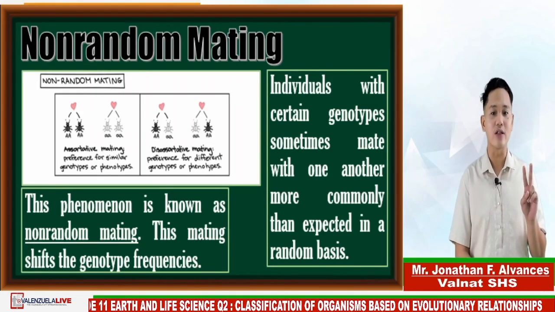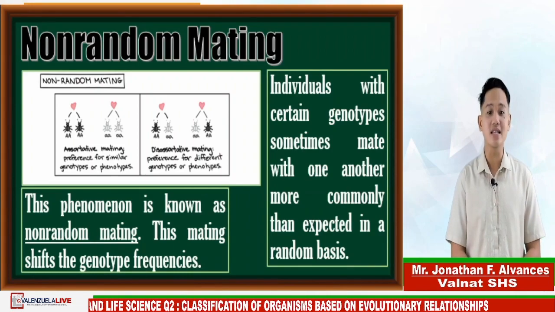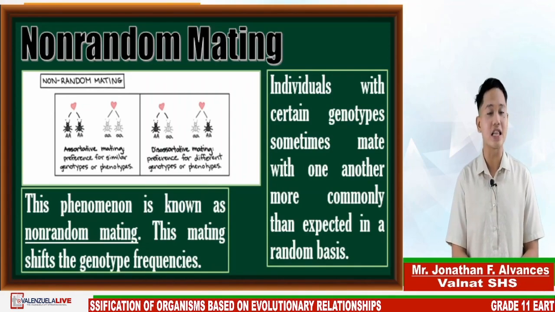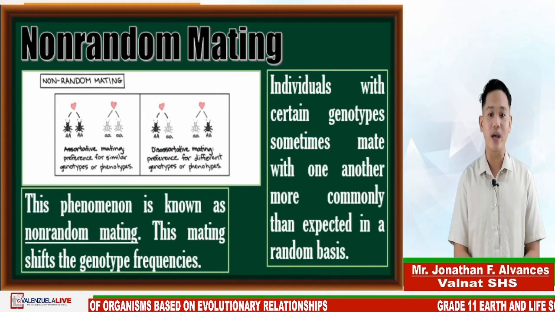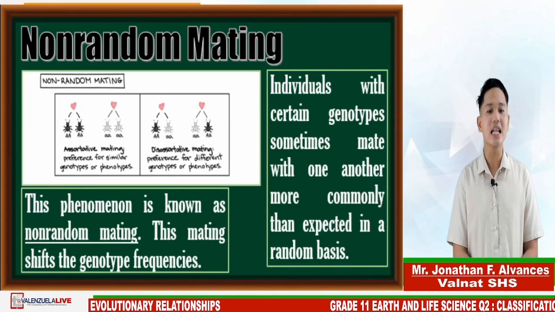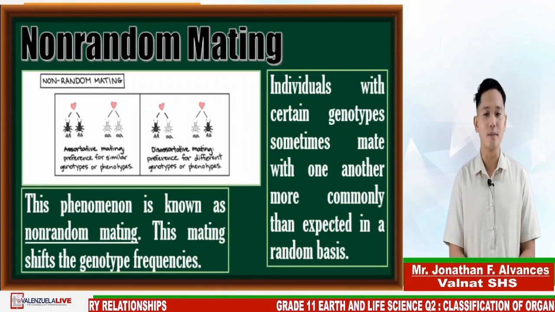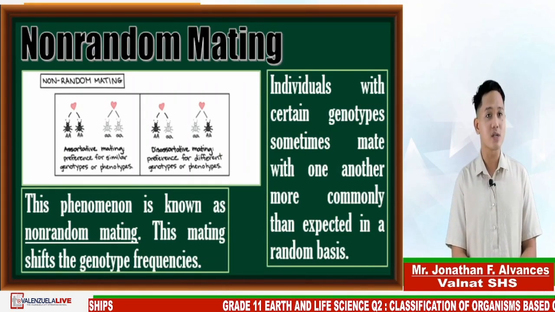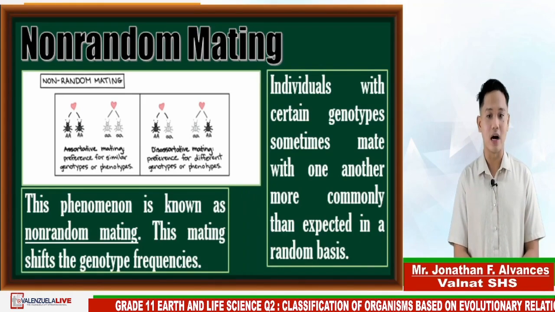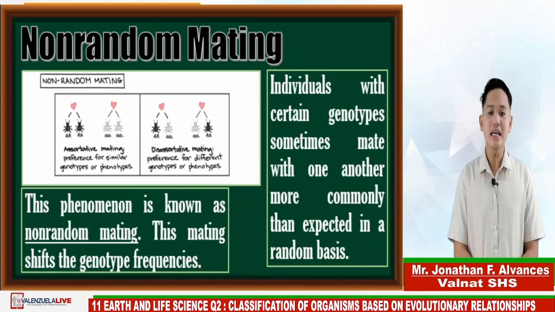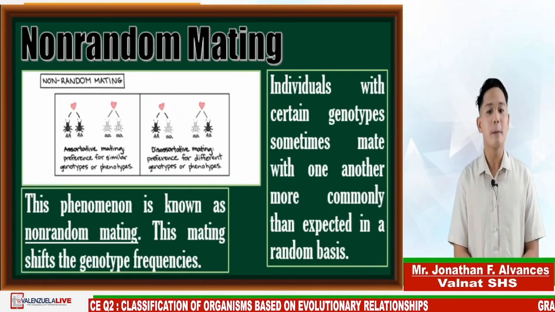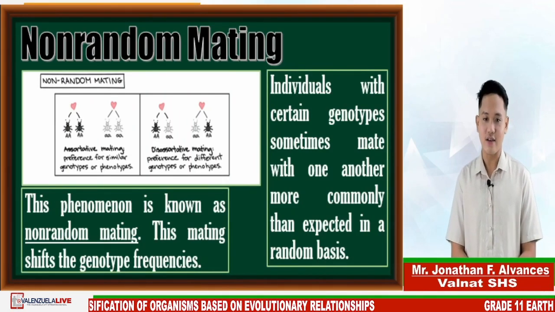Two types of non-random mating are assortative and disassortative mating. Assortative mating is when phenotypically similar individuals, or individuals with the same observable characteristics, mate. It causes an increase in the proportion of homozygous individuals because phenotypically similar individuals are likely to be genetically similar. In contrast, disassortative mating is when phenotypically different individuals mate, producing heterozygous individuals.